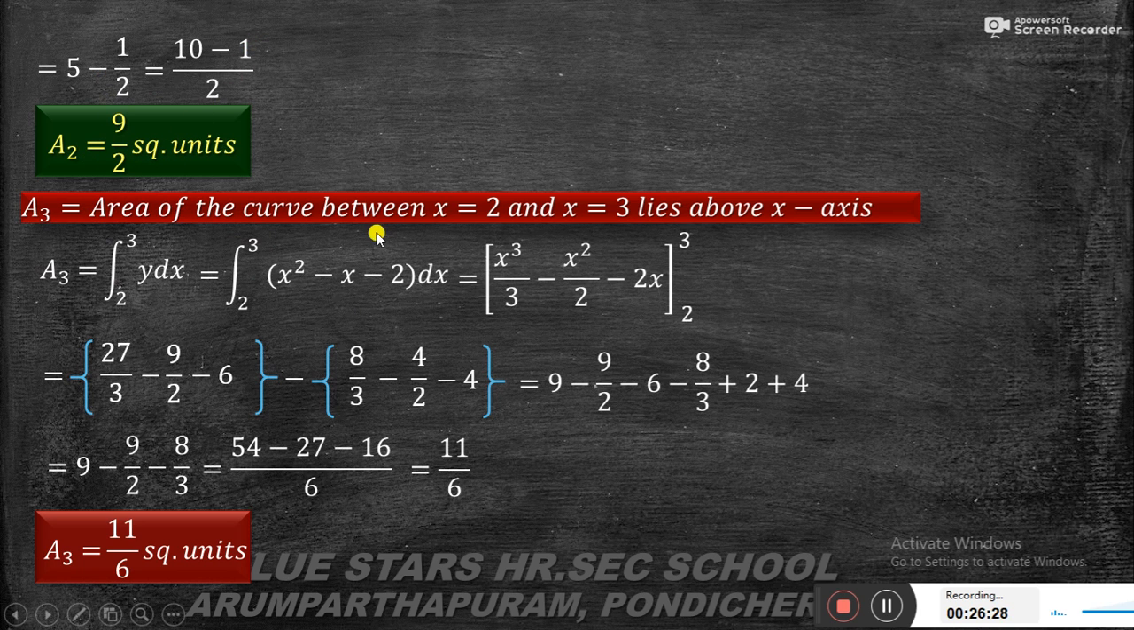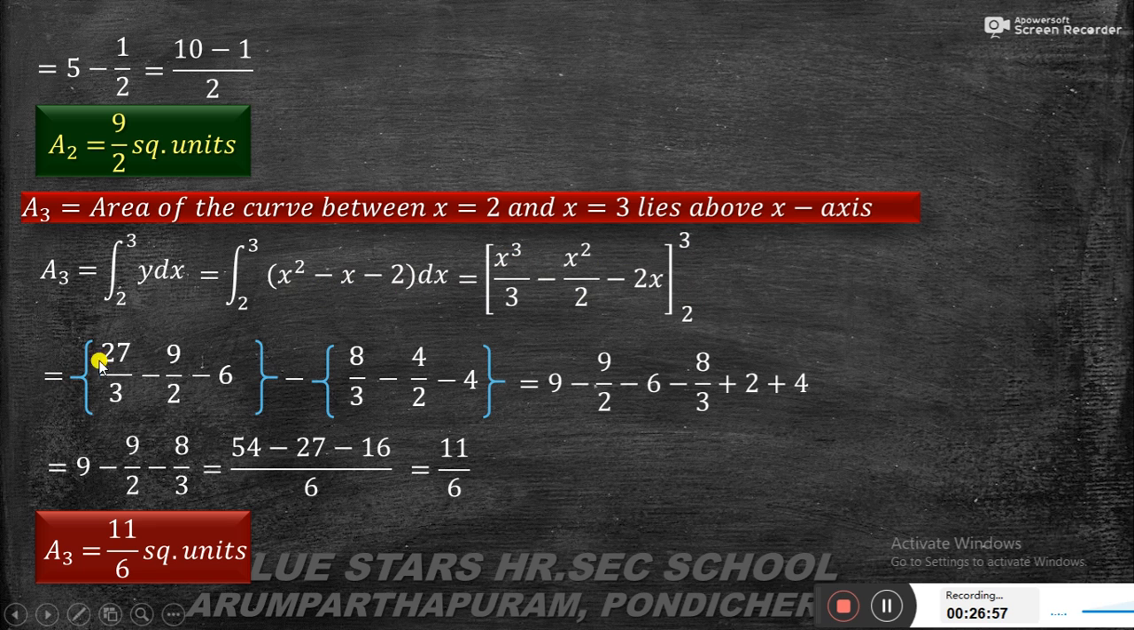A3 equal to area of the curve between x equal to 2 and x equal to 3, which lies above the x-axis. So above x-axis means A3 equals, the formula is, the area lies between 2 to 3, so 2 to 3 y dx. Therefore we write integral 2 to 3, y equation, x square minus x minus 2 into dx. Integration of x square is x cube by 3, minus integration of x is x square by 2, minus integration of 2 is 2x. So 2 to 3.